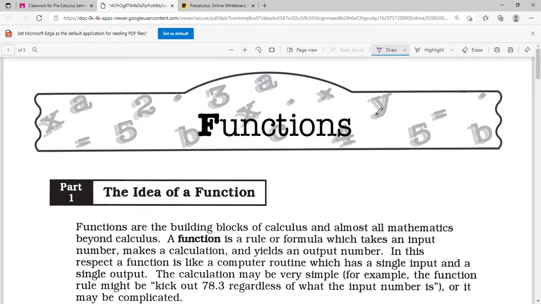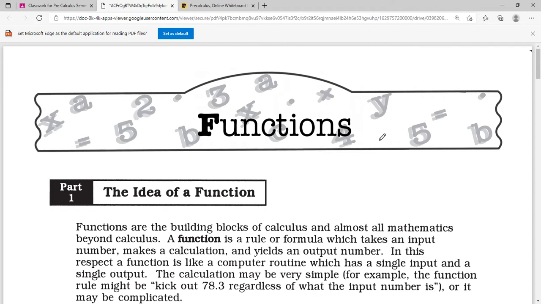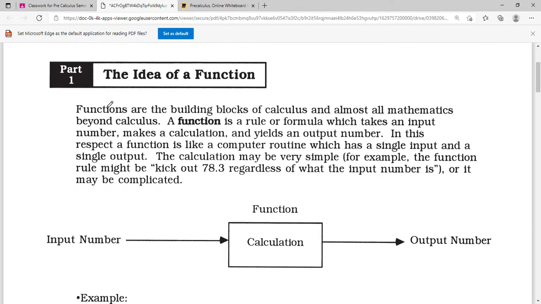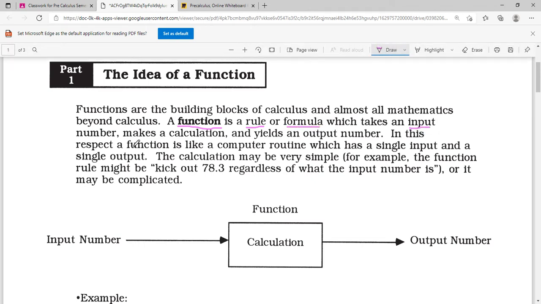Hi everybody, this is calculus, pre-calculus, and this is chapter 2, part 1, the idea of a function. Functions are the building blocks of calculus and almost all mathematics beyond calculus. A function is a rule or a formula which takes an input number, makes a calculation, and then yields an output number. So the input number goes in, the calculation goes, and then the output number comes out.